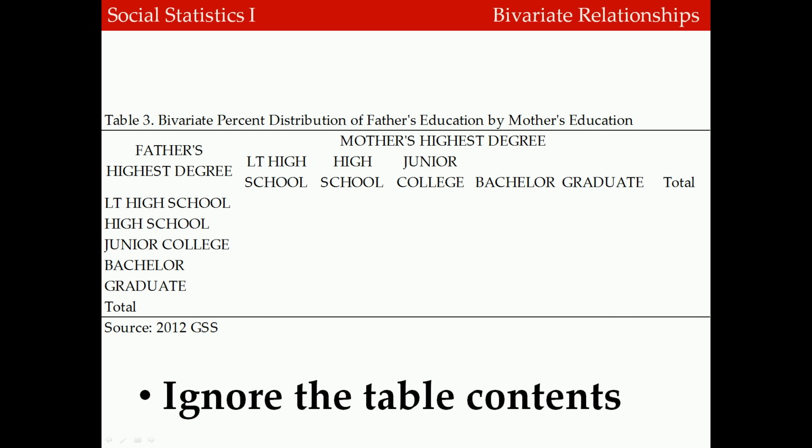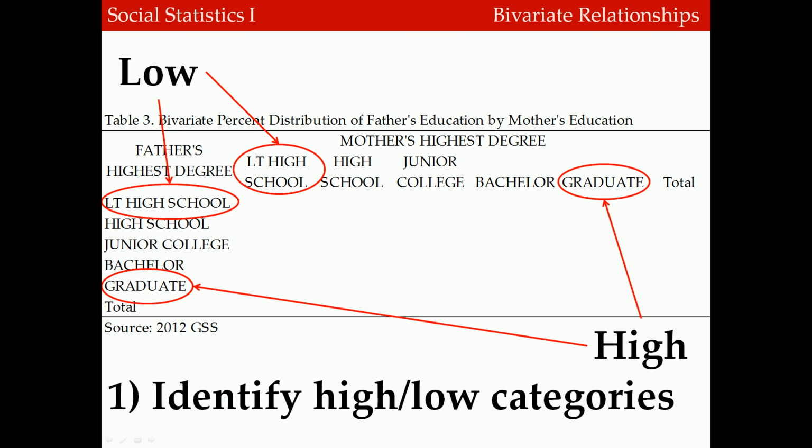Well, first of all, we have to figure out where the positive and negative relationship is on this table. In order to do that, we basically ignore the actual contents of the cell. We only pay attention to the actual categories of the variable. And what we have to do is identify the high and the low categories for both. So you can see that less than high school is the low category for highest degree, while graduate is the high category. So that means that in the upper left-hand corner, we have the low values for both variables. And in the lower right-hand corner, we have the high values for both variables.